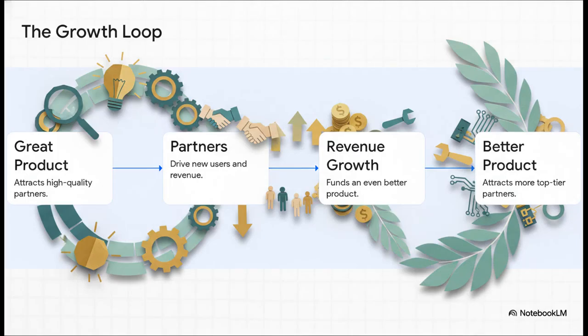And here's how it all comes together to create this powerful growth loop. It all starts with a superior product, like SightAI. That attracts high-quality partners. Those partners then drive new users and revenue, which then funds even more product development. And a better product, well, that attracts even more great partners. It's just this beautiful, virtuous cycle.